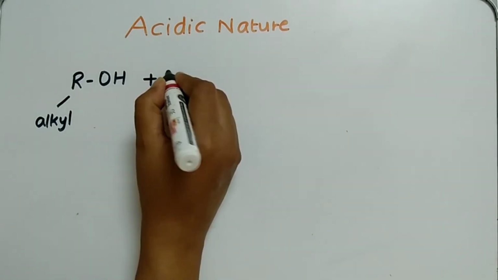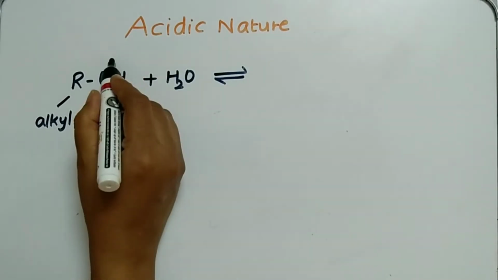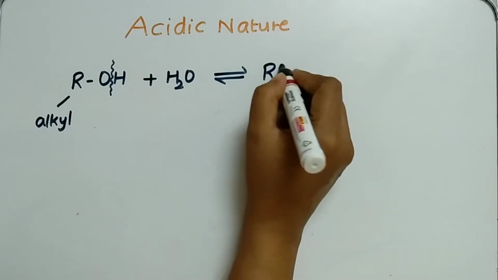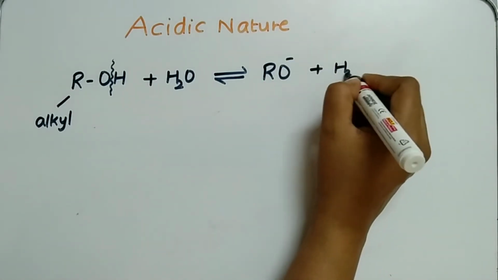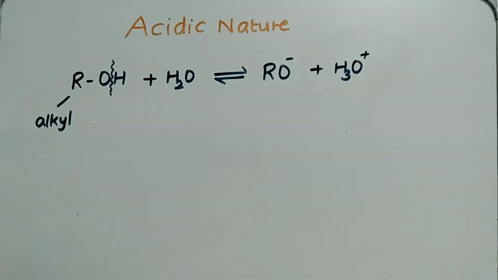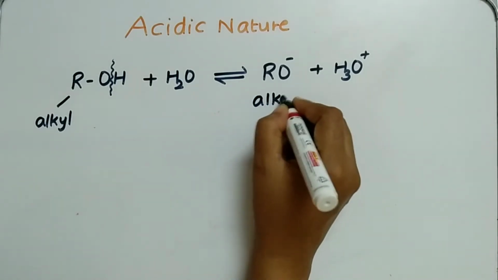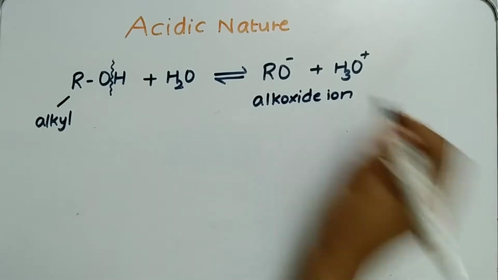When this alcohol is treated with water, the OH bond breaks and it forms RO minus and hydronium ions, H3O plus ions. Now what is this RO minus? It is called the alkoxide ion.